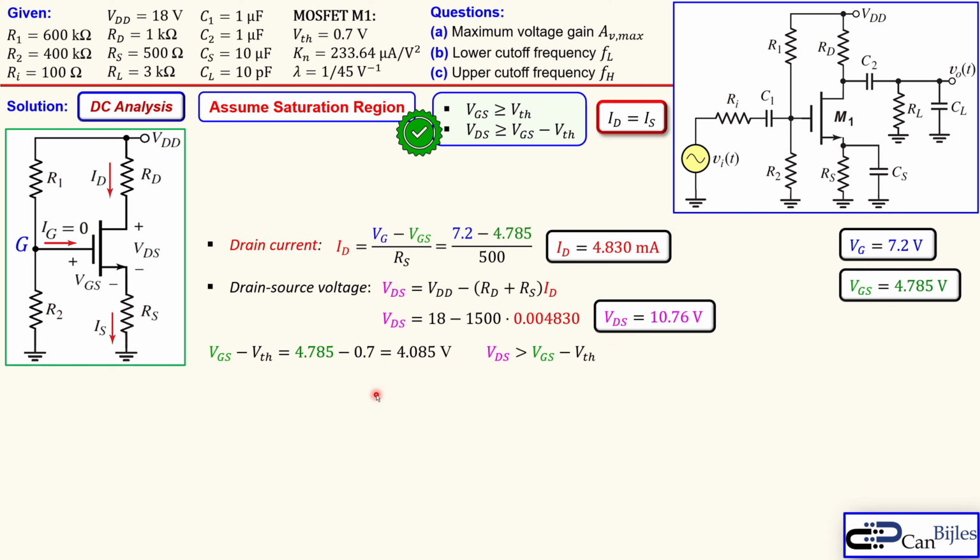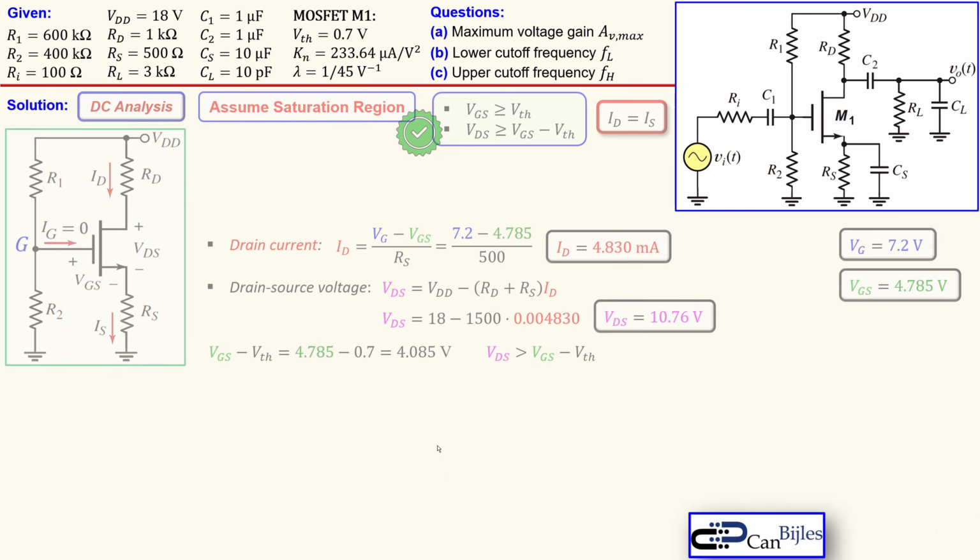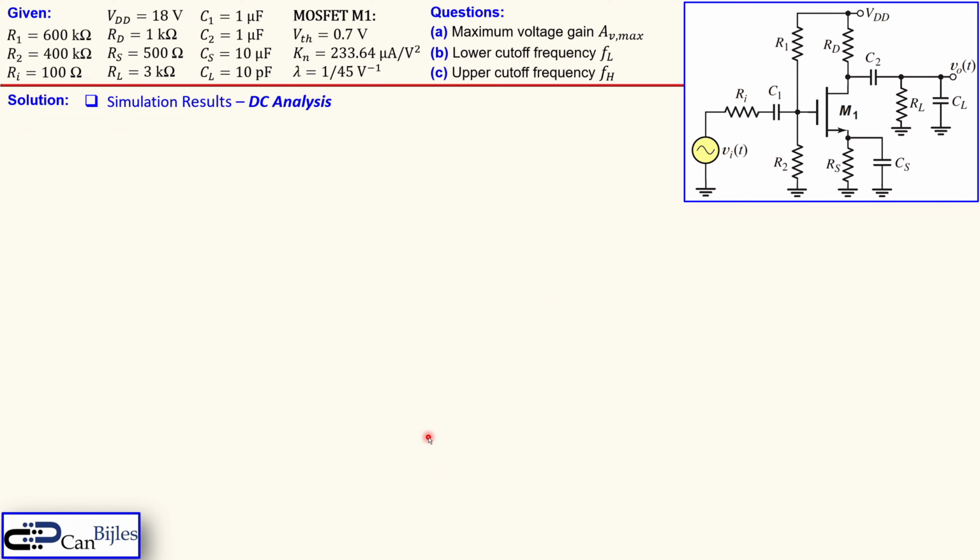So we achieved our goal, and I have verified that the assumption was correct for this MOSFET, so we are in the saturation region. Okay, that's now for the DC analysis calculations. Now we do the simulation results here.